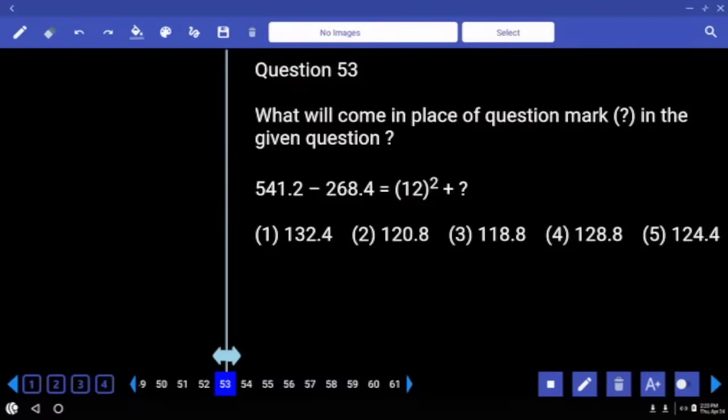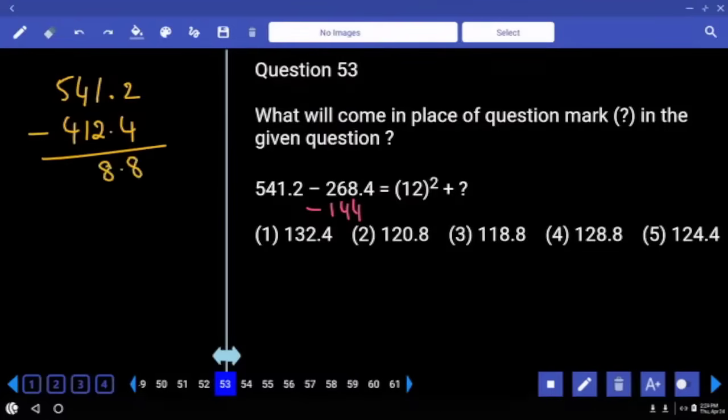Will not work. 12 square. Take that to the left hand side, it becomes a negative number. Let's add the negative numbers first: 260, 140, 400. 8.4 plus 4, 12.4 should be subtracted from 541.2. This is 8.8. Still multiple options are there. Then it becomes 53 only because 1 carry was taken already. 53 minus 41.